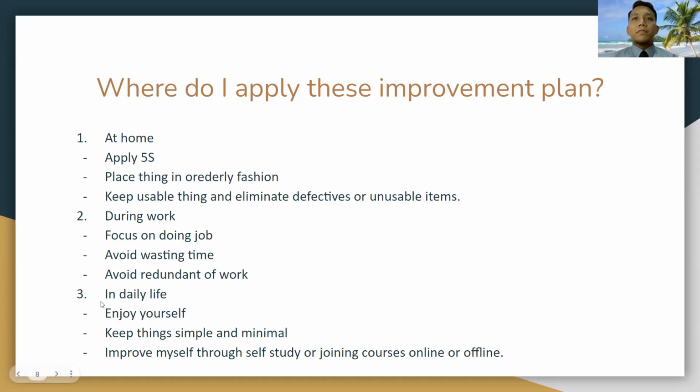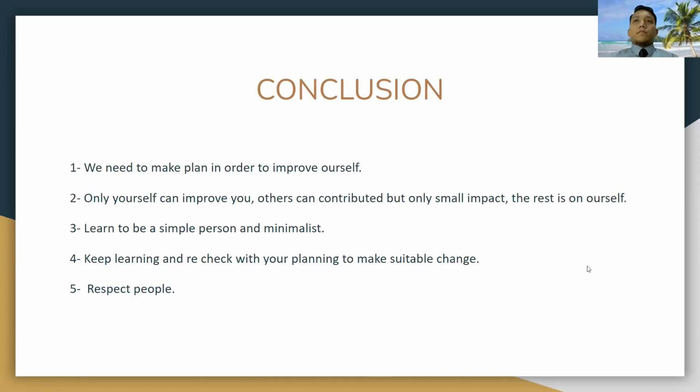Thirdly, in daily life, enjoy yourself, keep things simple and minimal, and improve myself through self-study or joining courses like the manufacturing competency course like this one, online or offline. So in conclusion, we need to make a plan in order to improve ourselves, whether it is continuous improvement or breakthrough or a combination of both.